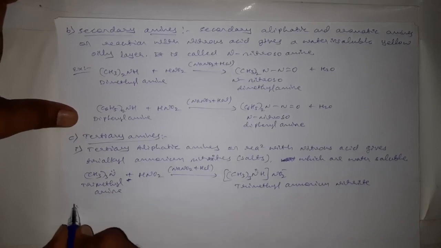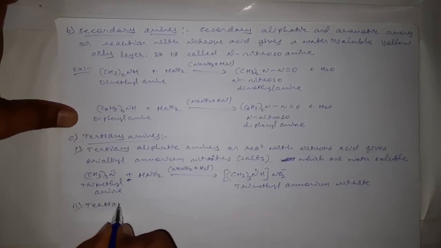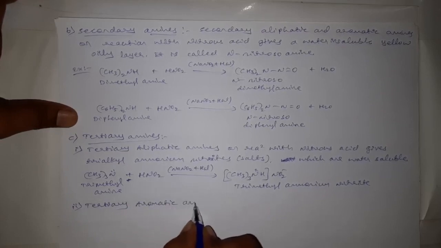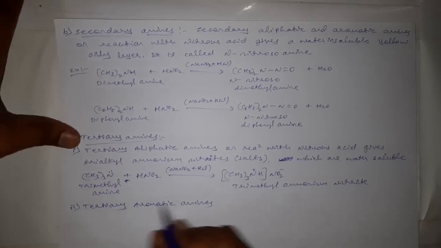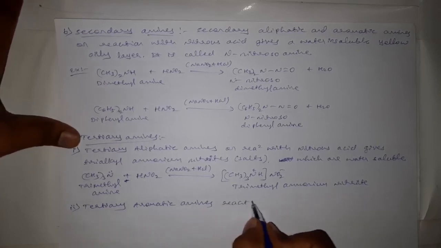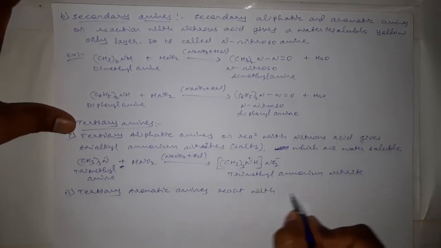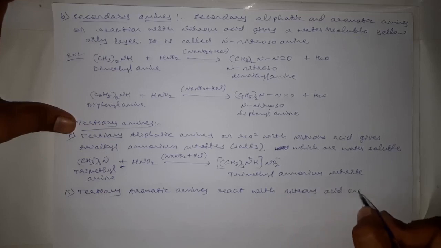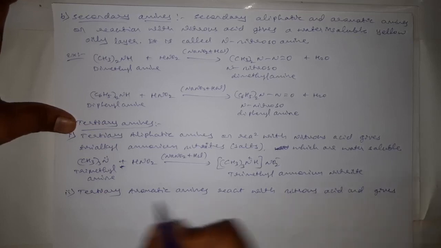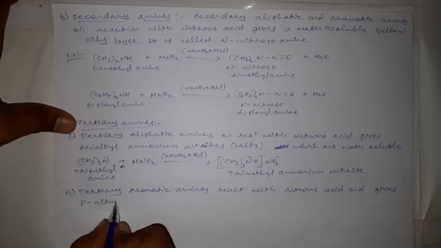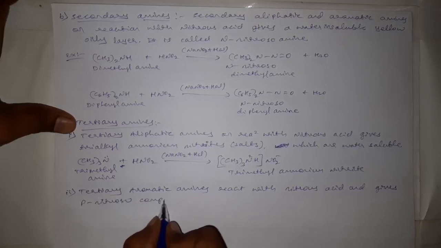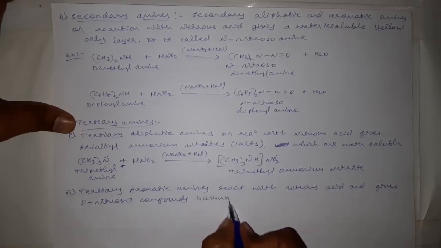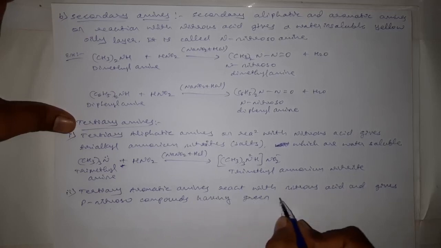Okay, and if a tertiary aromatic amine is there, how will they react? See, tertiary aromatic amines react with nitrous acid and give para-nitroso compounds, which are having green color.